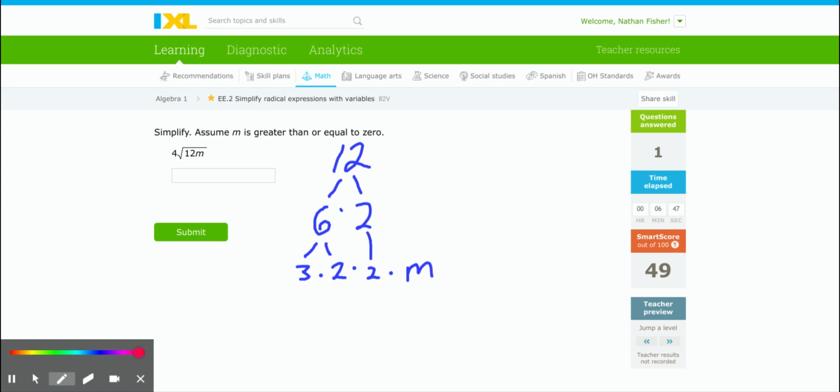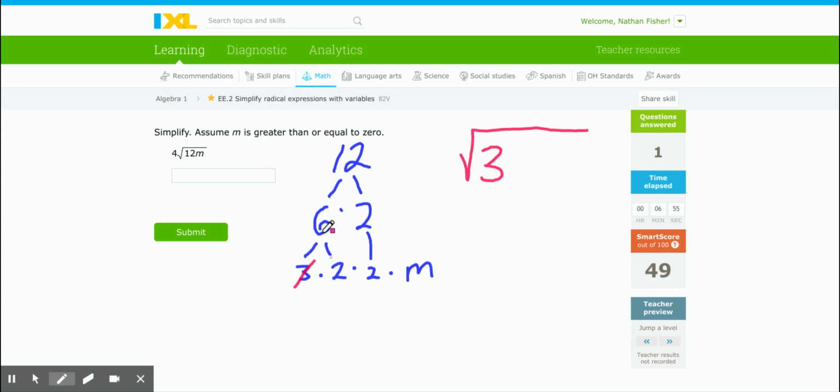6 could be a 3 and a 2, and then our remaining 2. I think that looks a little bit cleaner. The m, I just have one of them, so it's just going to stay as an m. If that was like m squared, I would write 2 and so on. And then, change colors here. I think I used red last time.